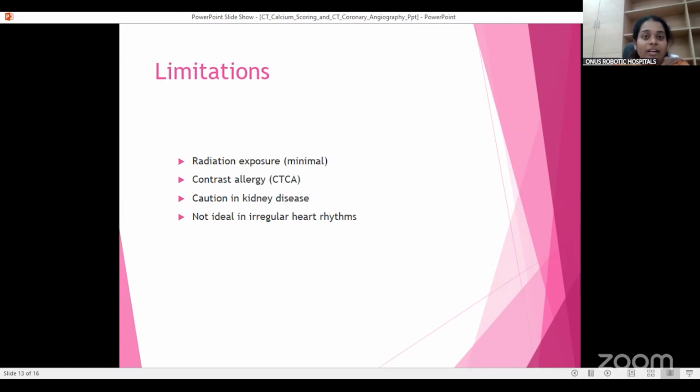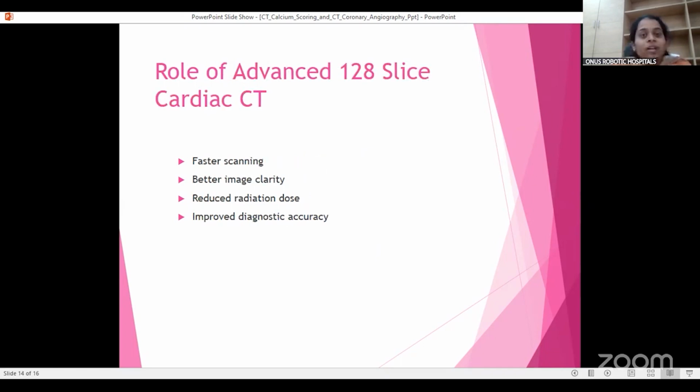So with any altered RFT, usually we don't prefer CT angiography, because if any lesion is found and we convert to a conventional angiogram, the contrast used there is a double exposure. And when the patient has irregular heart rates like atrial fibrillation, in such cases we can't use the coronary angiogram.